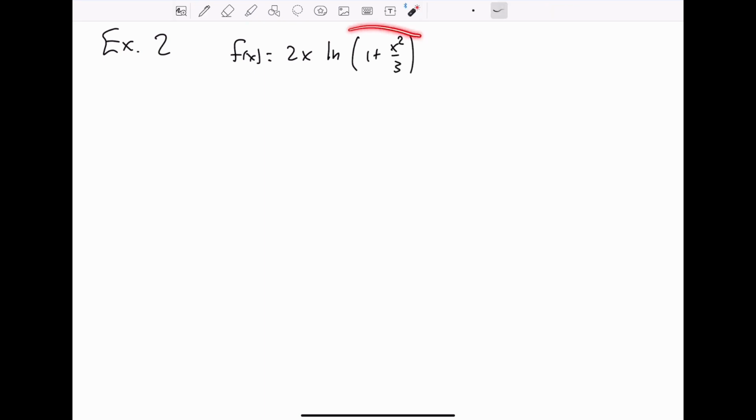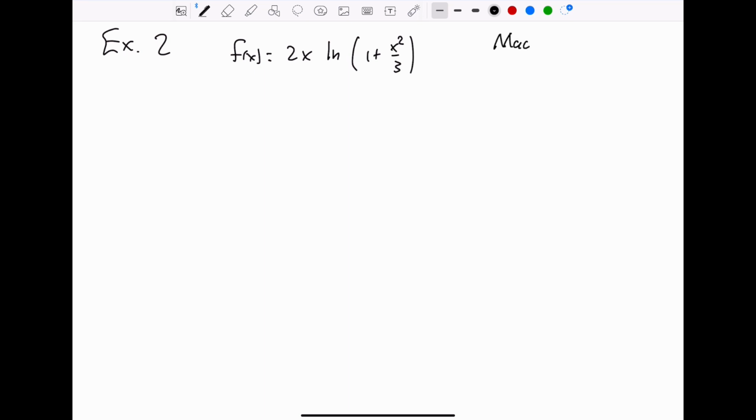So for example 2, we're going to first copy down our function. Our function is f of x equals 2x times the natural log of 1 plus x squared divided by 3. We see the natural log function, natural log of 1 plus something. So let's write out the Maclaurin series for natural log of 1 plus x. We can find this on the front page of the handout.